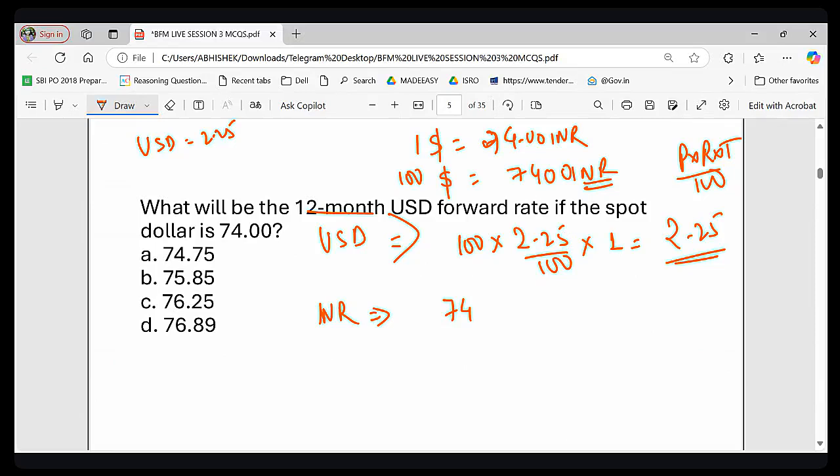Okay, so am I getting a response? Okay, so Dinesh is saying after calculating interest rate for INR, this will be 462, right? Yeah, Dinesh, exactly, very good.